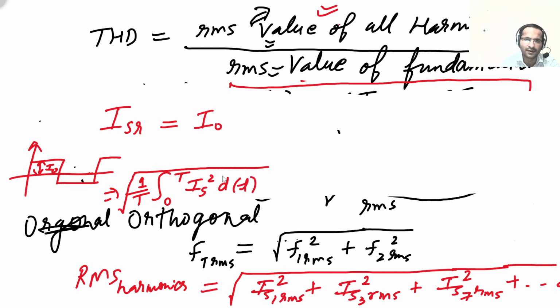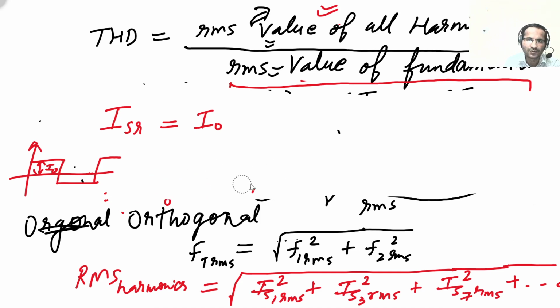So for any square wave, the RMS value is its maximum value, which is I naught. So we know the total RMS of the whole source current. What we do not know is the RMS of the harmonics. Fundamental is not included here, because when we are finding the RMS of harmonics, we should start from the RMS of the third harmonic, fifth harmonic, seventh harmonic, and so on till infinite. Since we cannot find this, we will not go to infinite.